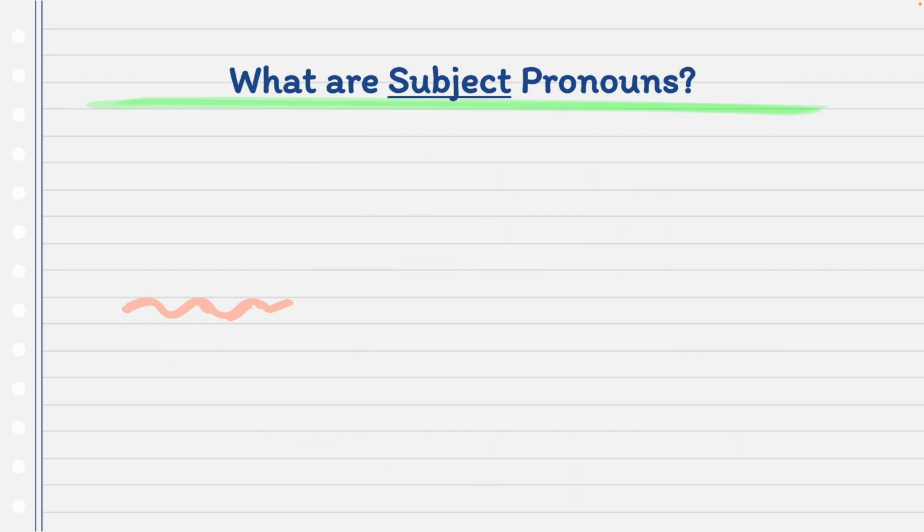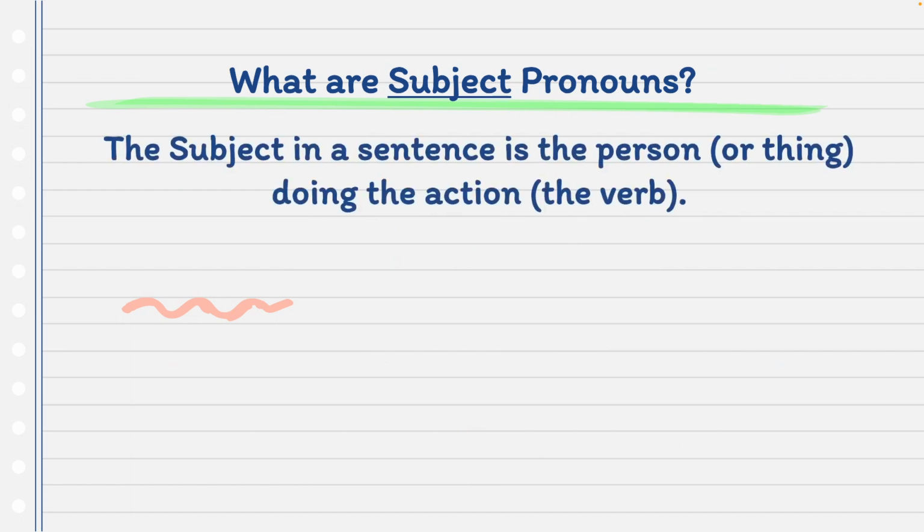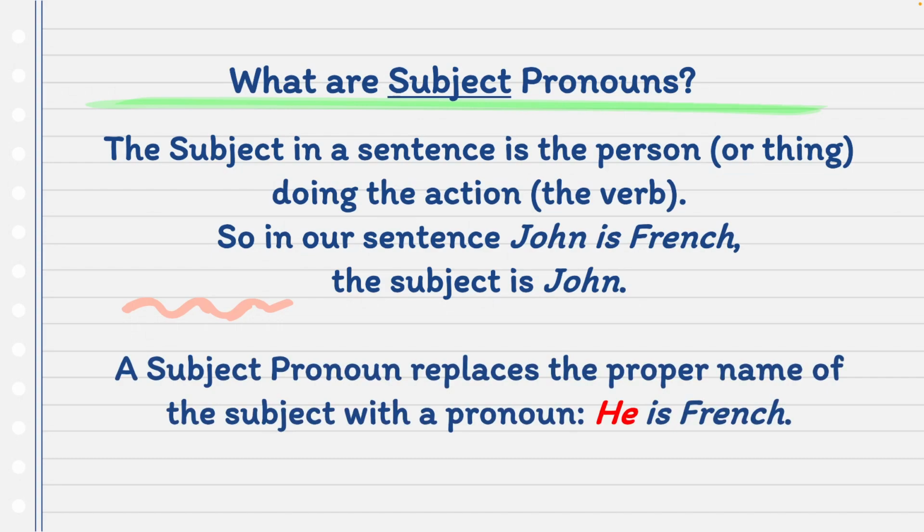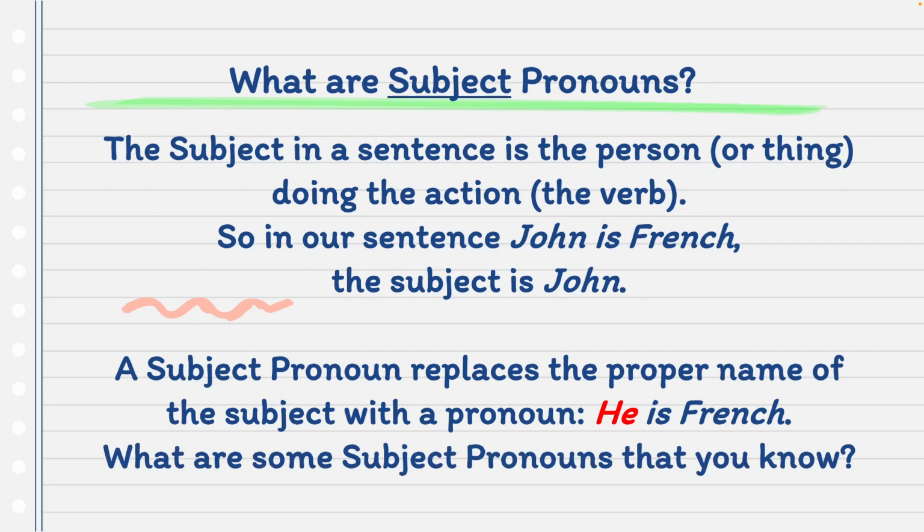Now, what is a subject pronoun? The subject in a sentence is the person or thing doing the action, which is the verb. So in our sentence, John is French, the subject is John. A subject pronoun replaces the proper name of the subject with a pronoun, he. He is French. Now, what are some subject pronouns that you know?